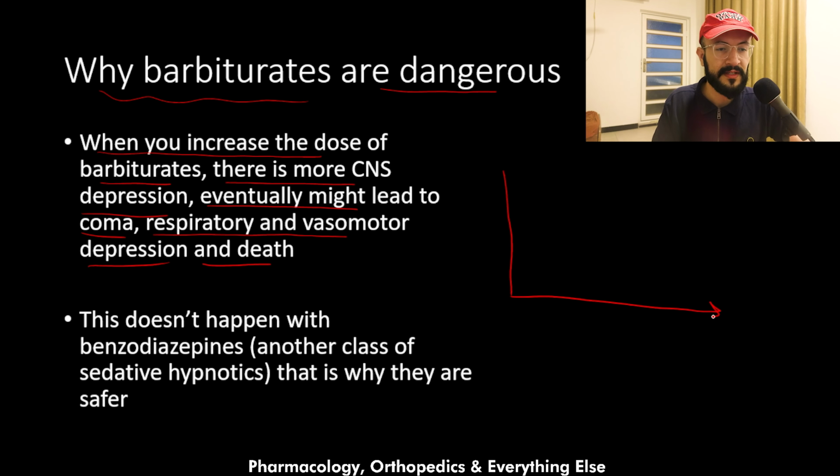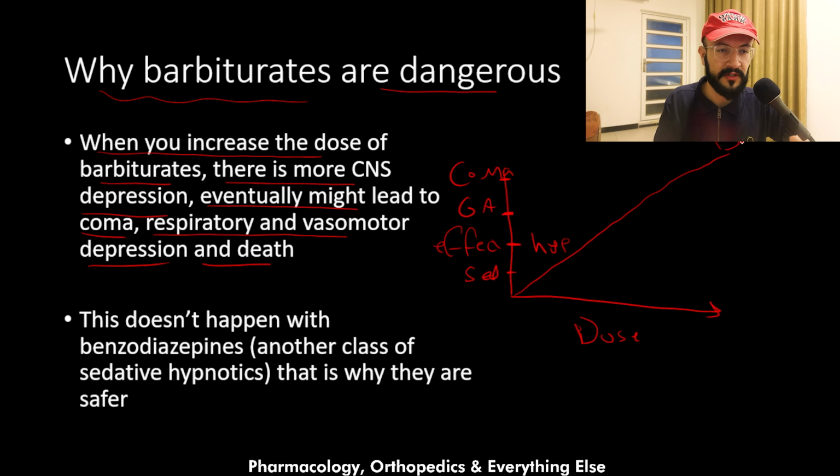So the horizontal axis is the dose, and the vertical axis is the effect of the barbiturates. So this is here the sedation, and this is here hypnosis, and this is here general anesthesia, and here is the coma and death. The barbiturates, when we increase the dose, it will go like that until death occurs. While the benzodiazepines, which are the other class of sedative hypnotic drugs, this doesn't happen with them. And that is why they are safer.